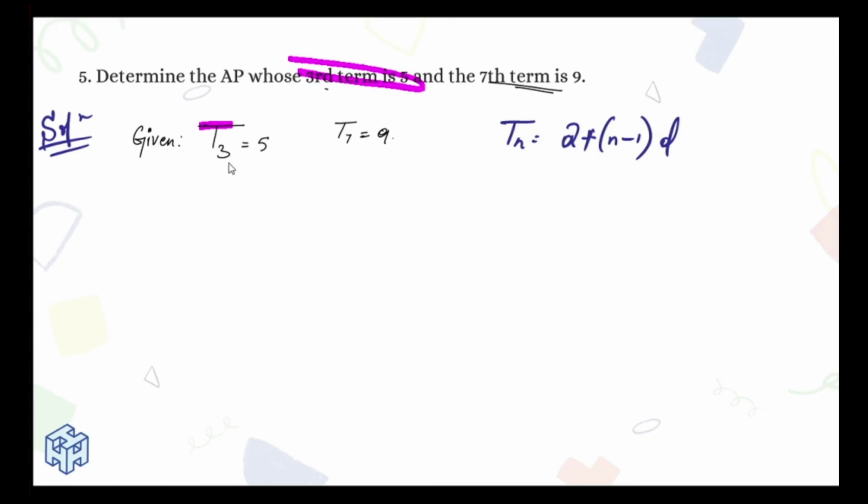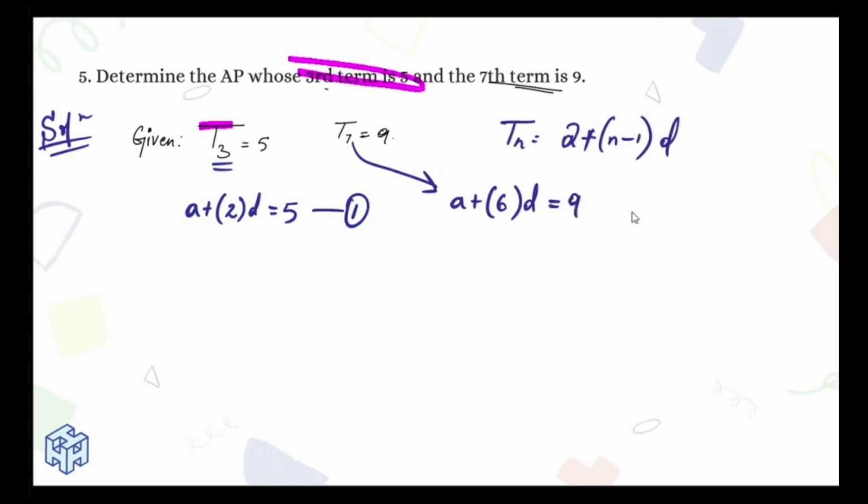Now what we can do is convert this T3 to this formula. How? a plus, we know the n value, that is 3, so 3 minus 1 can be written as 2 into d, which is equal to 5. And this will be our equation 1. Similarly, we can convert this T7 also. So T7 can be written as a plus 7 minus 1 is 6, 6d is equal to 9.